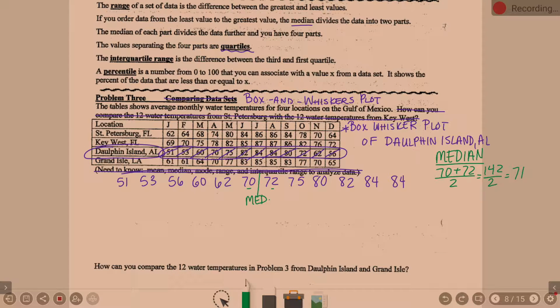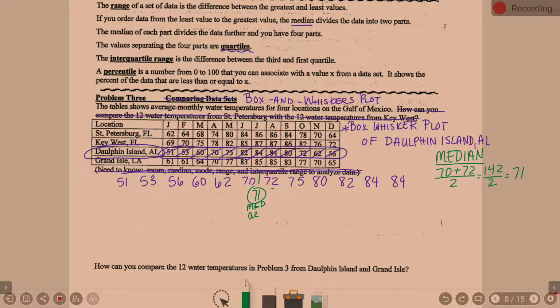Okay. So this is 71, and that is my median. There is a possibility, I don't know what the Math Excel uses, that they could call this quartile 2. They could call it your median. They could call it quartile 2. Just an FYI. Okay. Now, we have that.